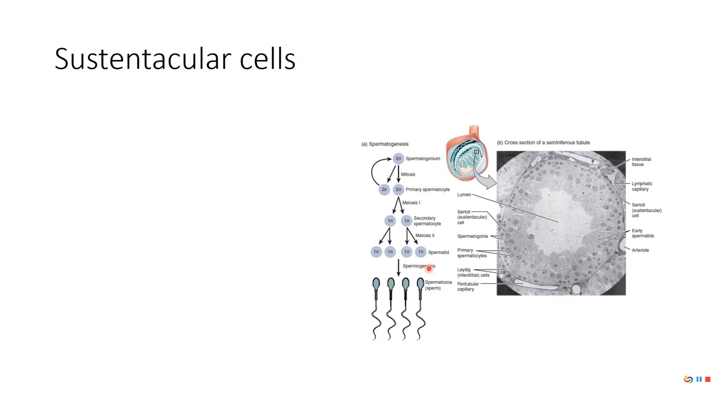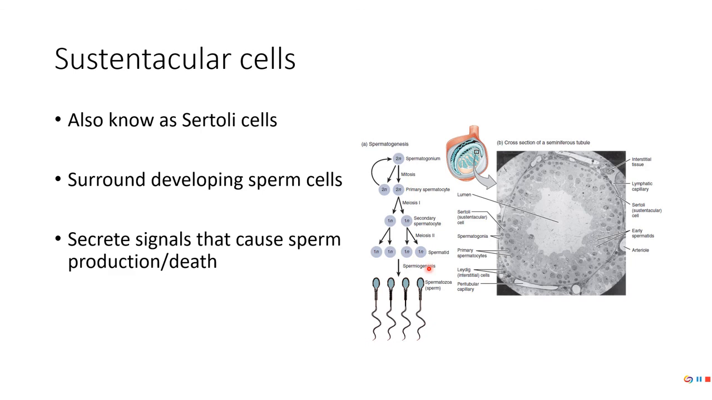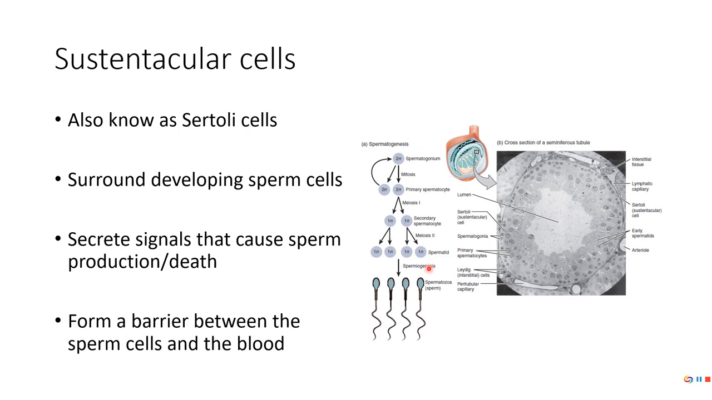When this goes on, we've got sustentacular cells, also known as Sertoli cells. They surround the developing sperm cells and secrete substances that will either cause sperm to be produced or sperm to die. One of their other functions is that they form a barrier between the sperm cells and the blood.